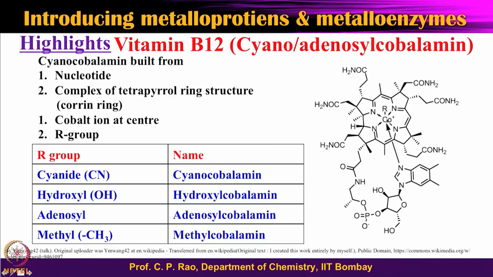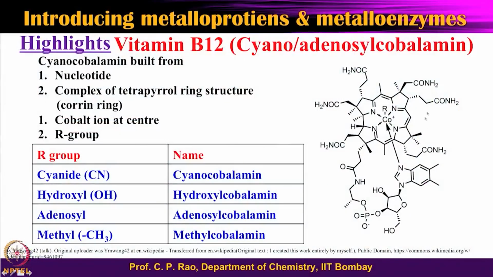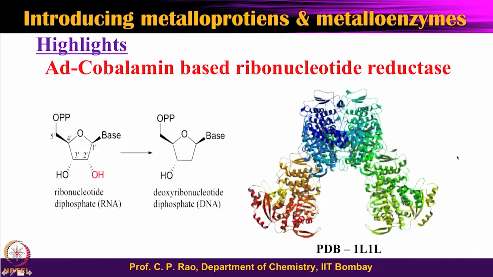And this is the group which will play a role, and therefore this Co-R bond can break homolytically with Co 2 plus and R dot, or it can break heterolytically, Co 3 plus R minus, or Co 1 plus R plus, and all these three situations are possible based on the binding strength and the protein that is there, how it is influencing the strength of these bonds, and this we have studied in the class.